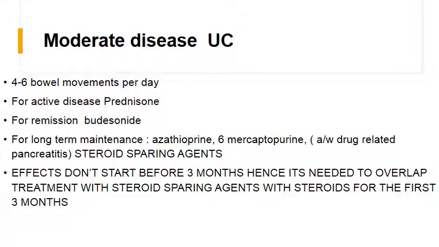If there is moderate ulcerative colitis, then there are 4 to 6 bowel movements a day. That's moderate. So for active disease, you give prednisone. For remission, you give budesonide, which is another steroid. But for long-term maintenance, you give steroid-sparing agents. When the patient goes into remission, you give azathioprine, 6-mercaptopurine, but they are associated with drug-related pancreatitis. Now, effects don't start before 3 months. Hence, when you start these steroid-sparing agents, azathioprine and 6-mercaptopurine, you need to overlap them with steroid treatment for the first 3 months, and then you stop the steroids.